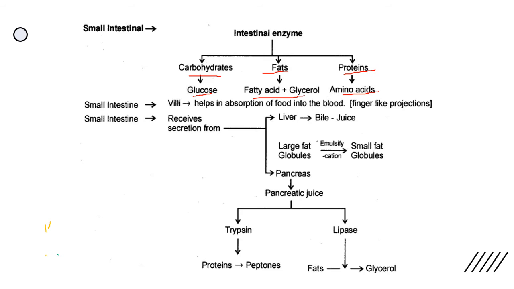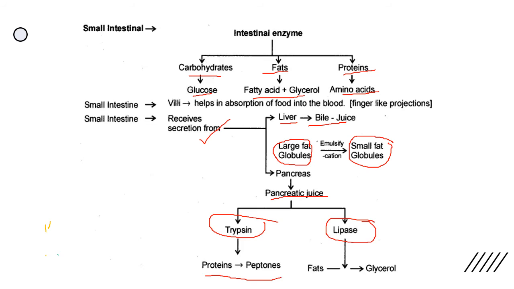In the same way, if it receives the secretion from the liver, bile juice is there. And what is the function of bile juice? It emulsifies the large globules into small fat globules. What is the function of pancreatic juice? There are two enzymes present, trypsin and lipase. Trypsin helps in the digestion of proteins into peptones, and lipase helps in the digestion of fats into glycerol.